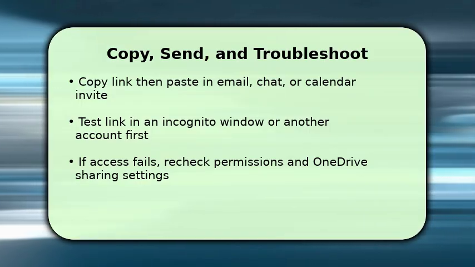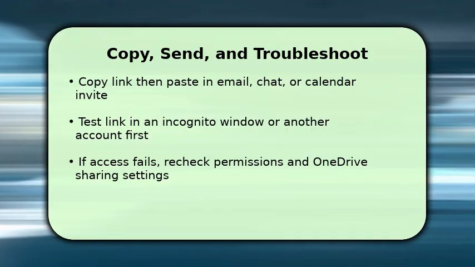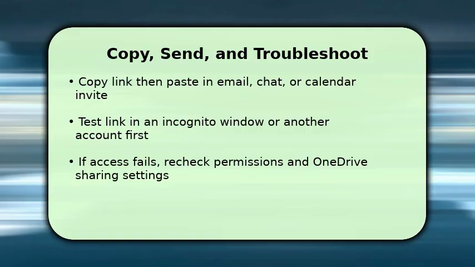If someone reports access problems, make sure the file is still in OneDrive/SharePoint and that you granted access to the right addresses. If needed, regenerate the link or change the permission scope.